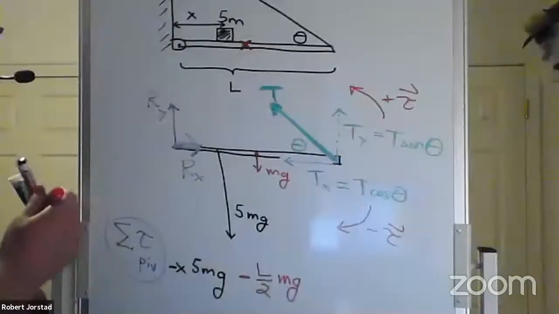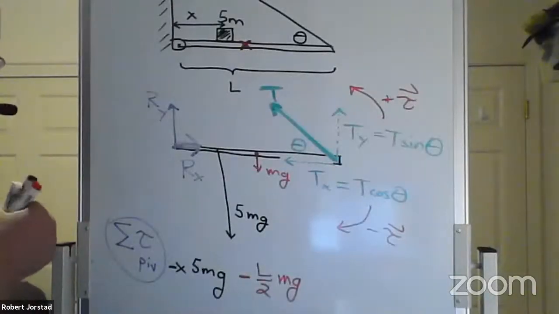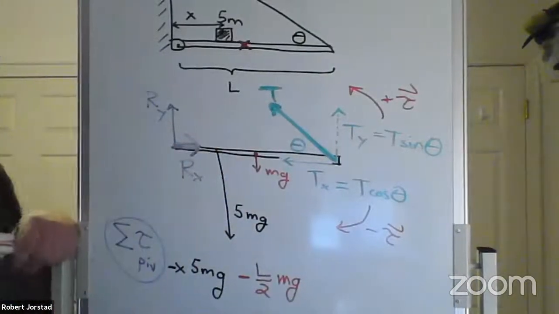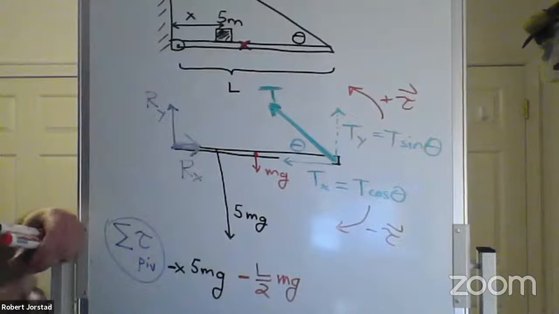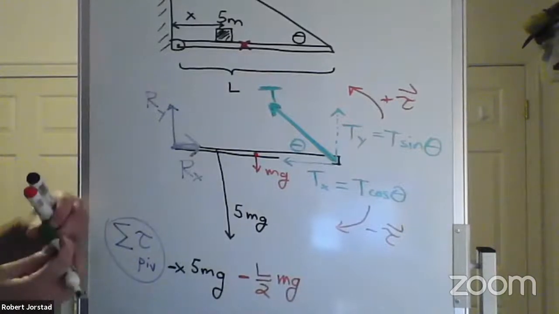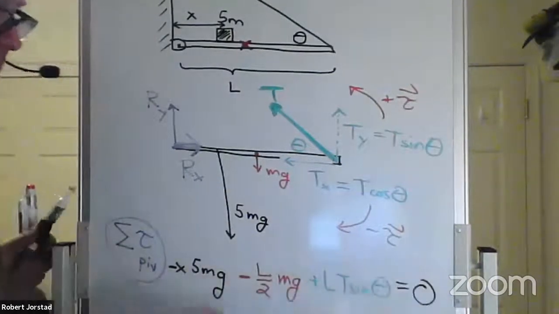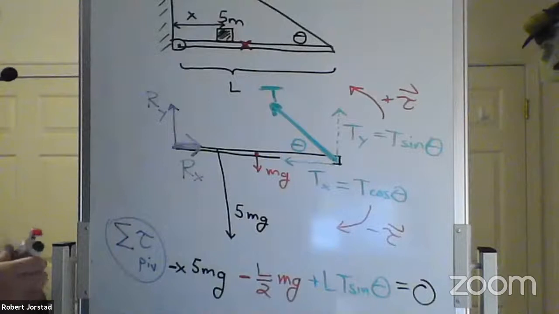What's the next torque? Somebody else. Would it be plus L T sine theta? We got to the end of the rod, right? Equals 0. Beautiful. What do you think?